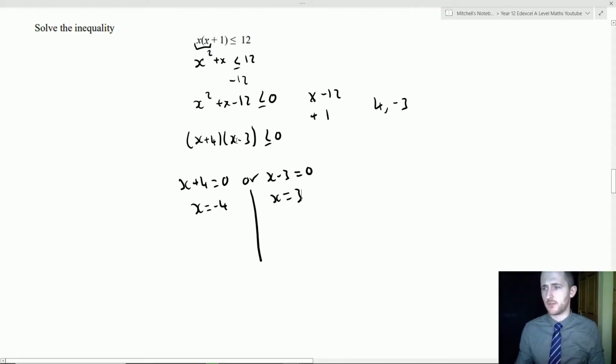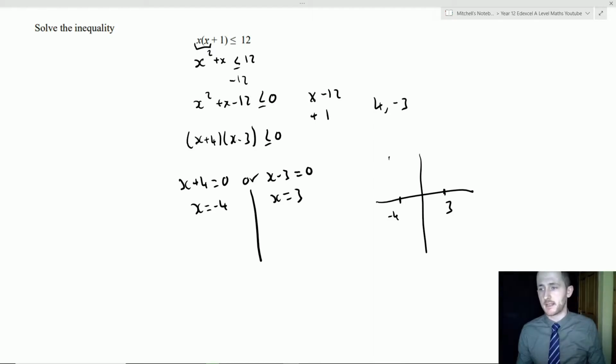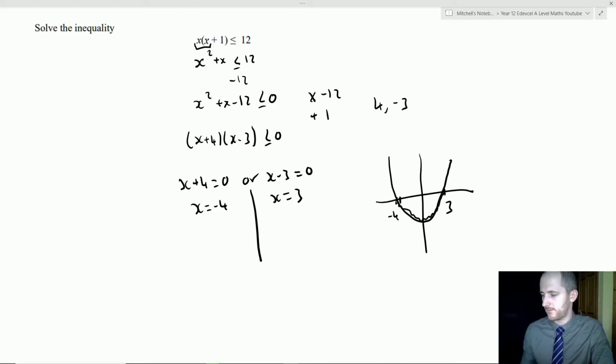Once again, we draw the quadratic. It doesn't need to be a super nice drawing. We have minus 4 here, we have 3 over here, and because it's a positive x squared, it's going to be a U shape. It'll be an N shape if it's negative x squared. We're looking for the values where it's less than or equal to, so that's going to be all of those values there. So it is equal to, and it's between those values, so minus 4 is less than or equal to x less than or equal to 3. And it's equal to because it's equal to here.